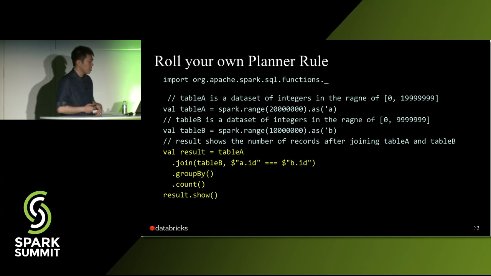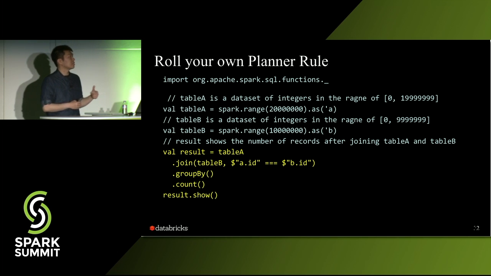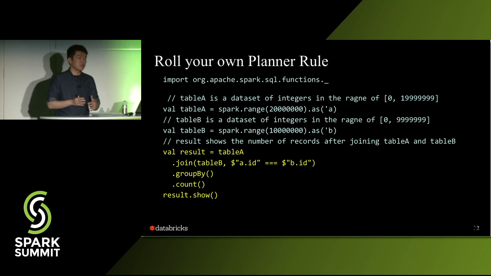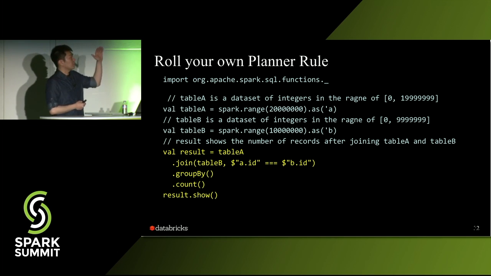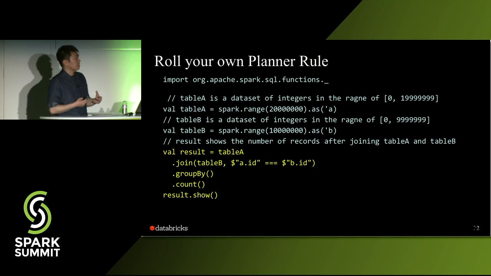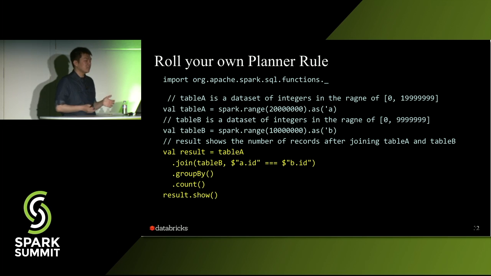Let's say we have two data sets. One data set is table A, another data set is table B. They are quite simple. We use the range function in Spark to generate them, so they all represent a bunch of numbers. Table A is a data set of 20 million integer numbers. Table B is another data set, which is relatively smaller, with 10 million integer numbers.